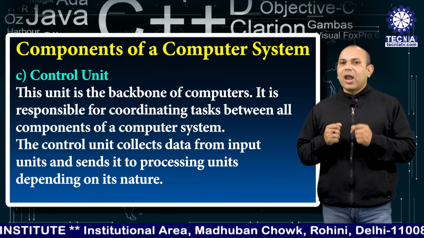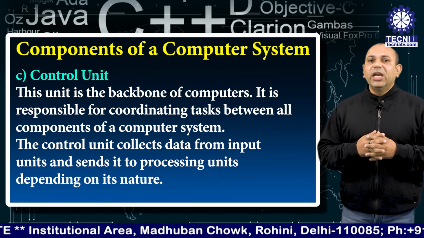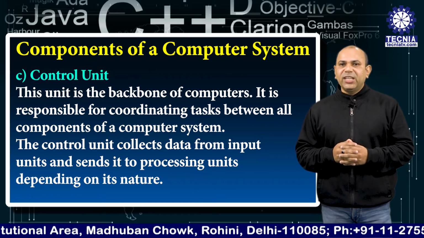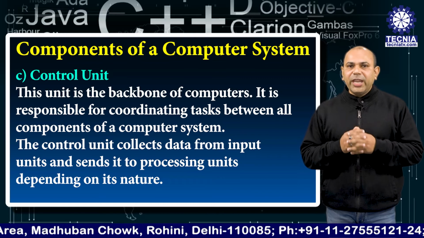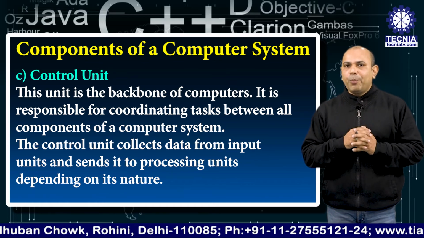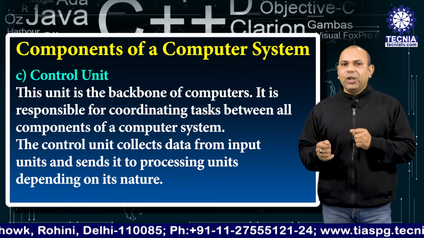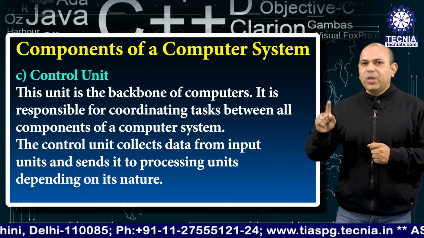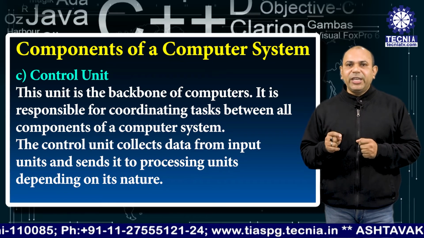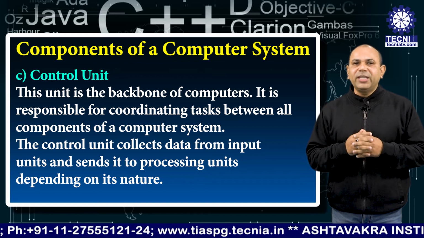C, control unit. This unit is the backbone of the computer. It is responsible for coordinating tasks between all the components of a computer system. The control unit collects the data from the input units and sends it to the processing unit depending on its nature.